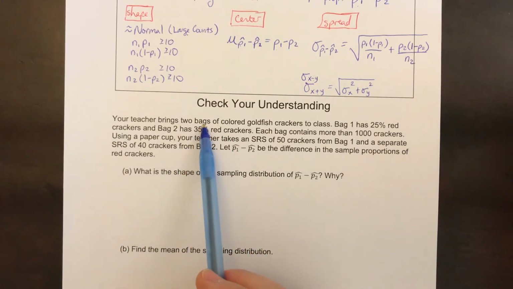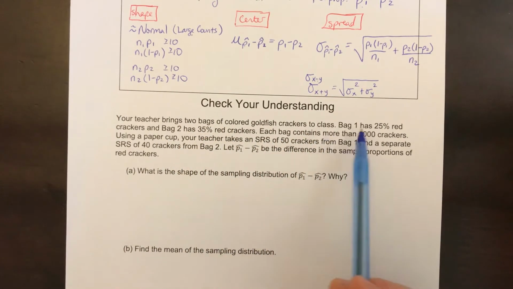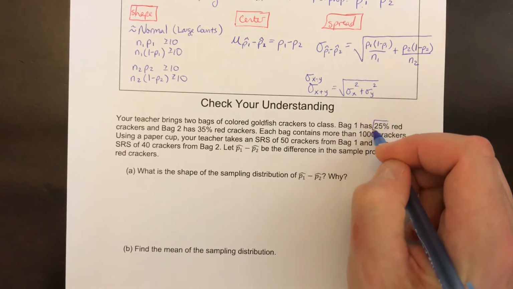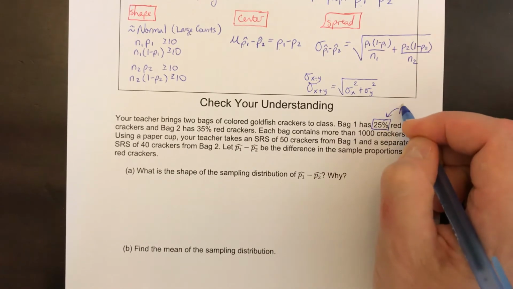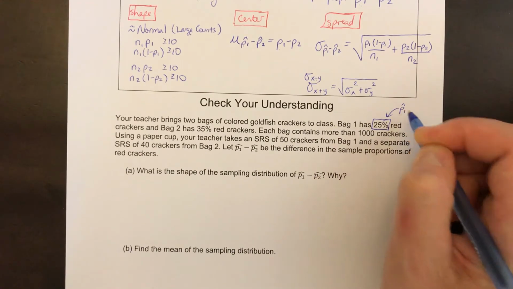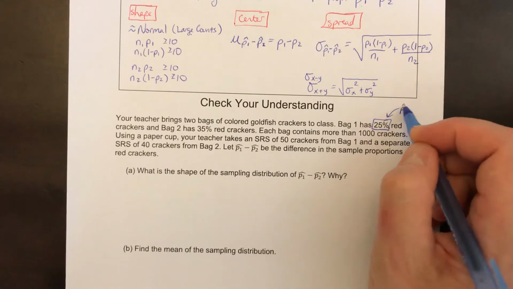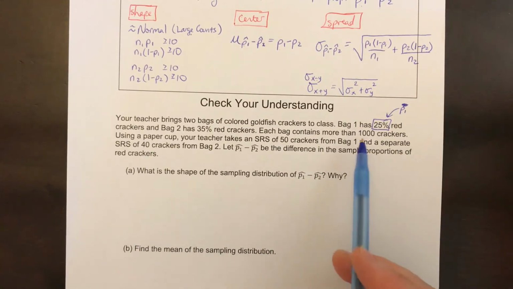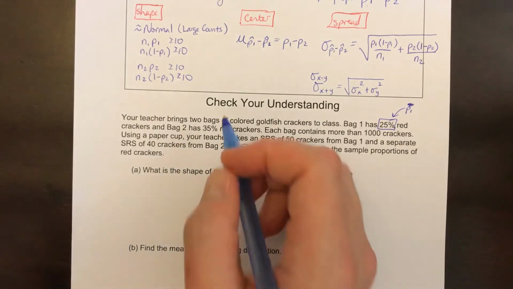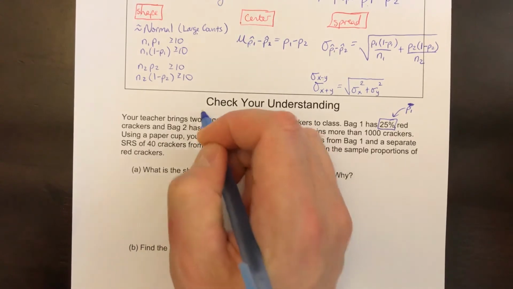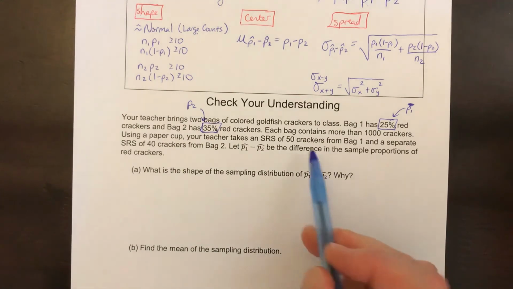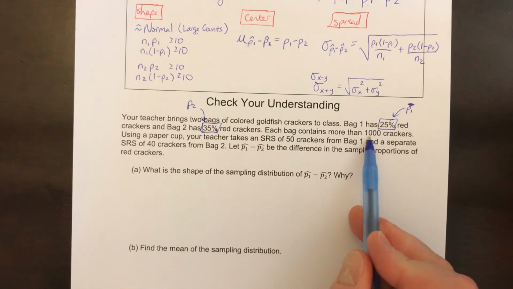Okay, so your teacher brings 2 bags of colored goldfish crackers to class. Bag 1 has 25% red crackers. So that is our first proportion. Sorry, that's the true proportion. So bag 1 has 25% red crackers. Bag 2 has 35% red crackers. So that's going to be our second proportion.